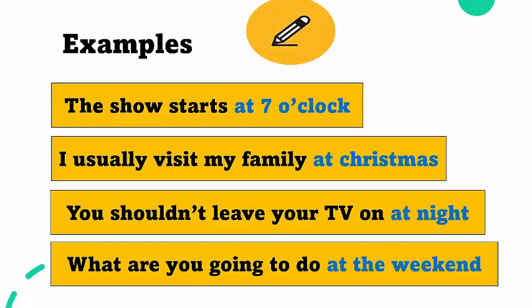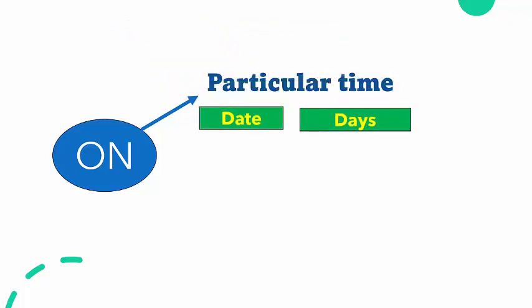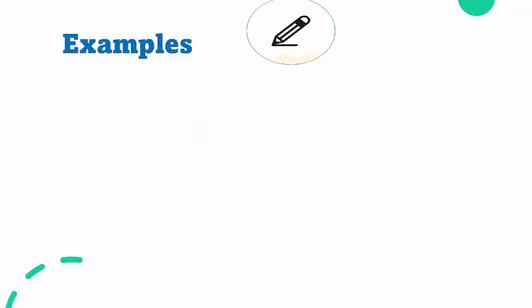Let's move on to another preposition, which is on. When exactly do we use on? We can use it before a particular time, like a particular date or special days. And we are going, of course, to explain it more in the next examples. Or I can use it before part of the day. Let's see the examples here.